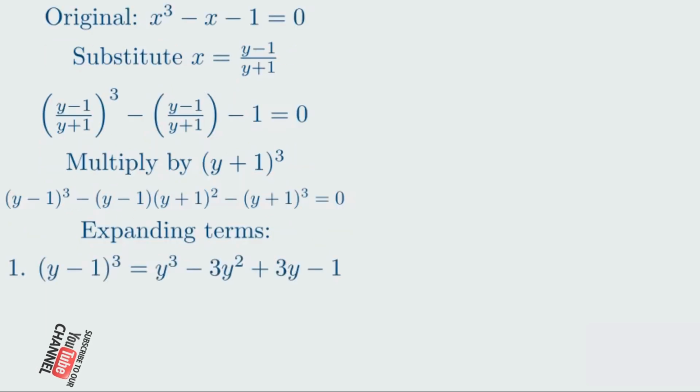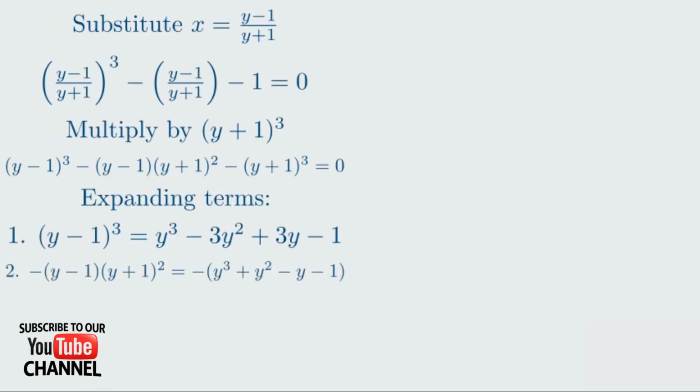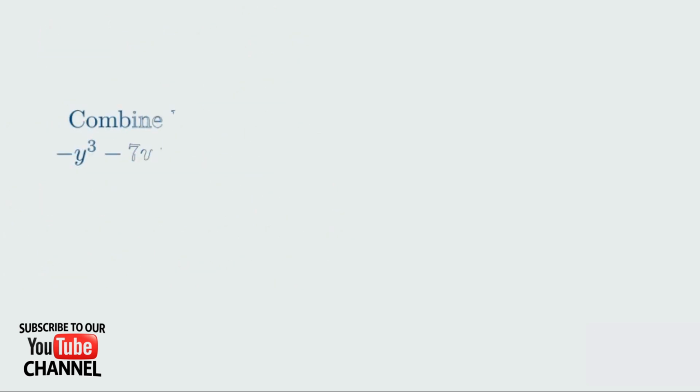First, y minus 1 cubed expands to y cubed minus 3y squared plus 3y minus 1. Next, y minus 1 times y plus 1 squared expands to y cubed plus y squared minus y minus 1. Don't forget the negative sign in front. Finally, y plus 1 cubed expands to y cubed plus 3y squared plus 3y plus 1, also with a negative sign in front. Let's combine all our like terms together.